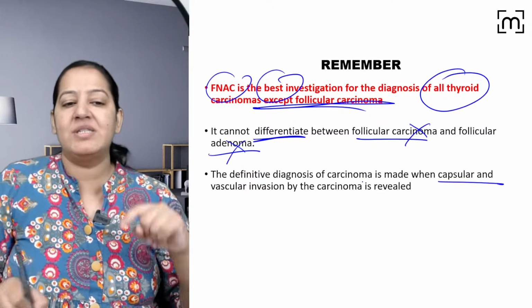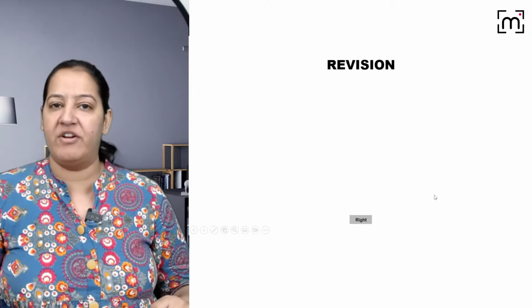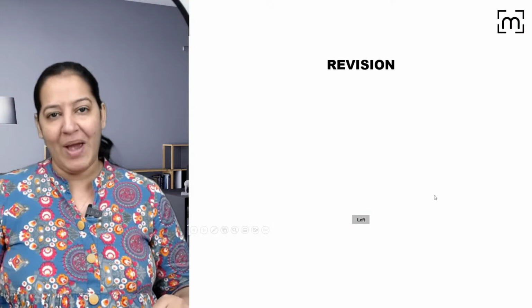In the biopsy, you have to see capsular and vascular invasion. Give me a thumbs up, everyone. We are done with the 4 types of tumors. Can you help me with the revision?